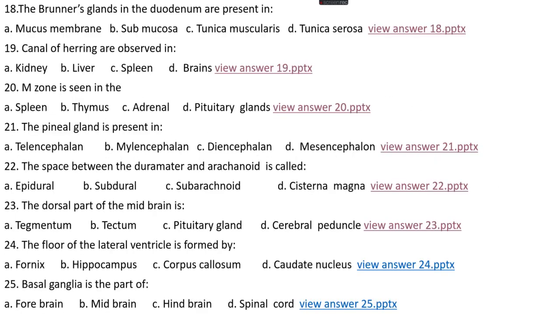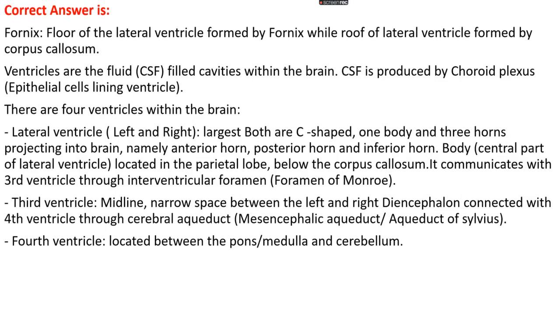Okay. Question number 24. The floor of the lateral ventricle is formed by option A, fornix, option B, hippocampus, option C, corpus callosum, option D, caudate nucleus. The right answer is option A, that's the fornix. Okay, the floor of the lateral ventricle is mainly formed by the fornix, while the roof of the lateral ventricle is mainly formed by the corpus callosum.